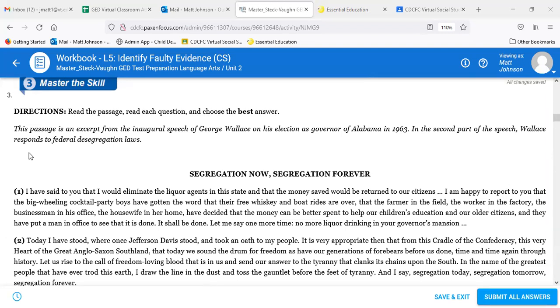I am happy to report to you that the big willing cocktail party boys have gotten the word that their free whiskey and boat rides are over, that the farmer in the field, the worker in the factory, the businessman in his office, the housewife in her home have decided that the money can be better spent to help our children's education and our older citizens. And they have put a man in office to see that it is done. It shall be done. Let me say one more time, no more liquor drinking in your governor's mansion.